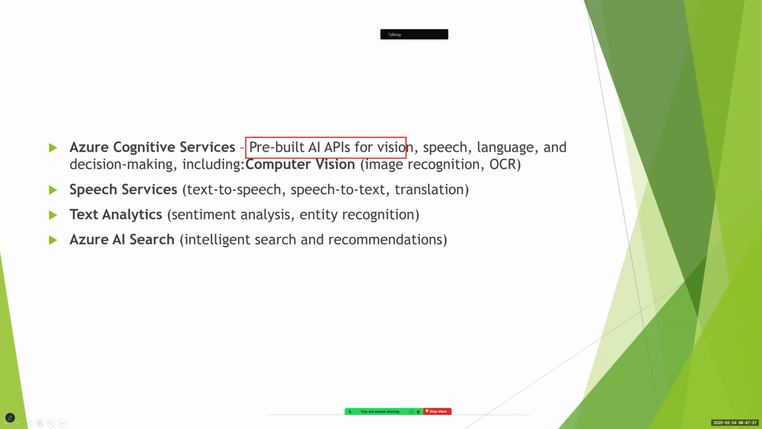It provides pre-built AI services and APIs for vision, speech, language, and decision making, including computer vision, image recognition, and OCR. Speech and language cover text to speech, speech to text, and translation. You know, right?